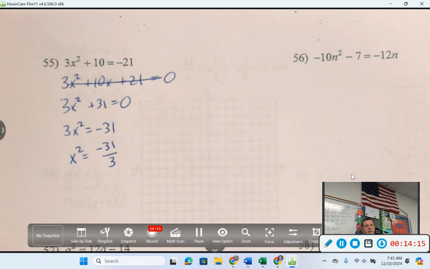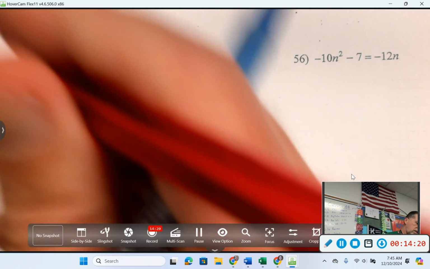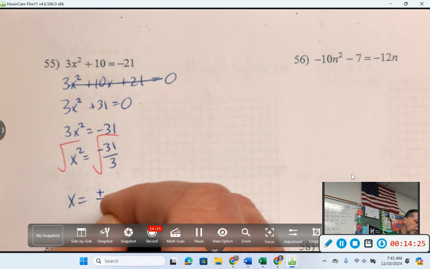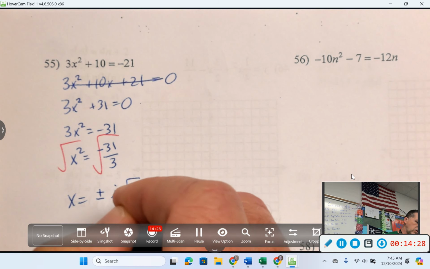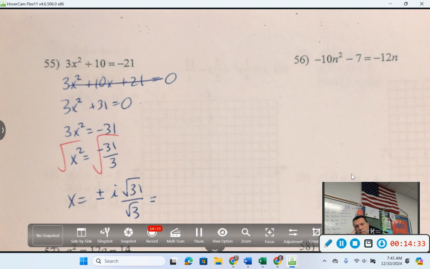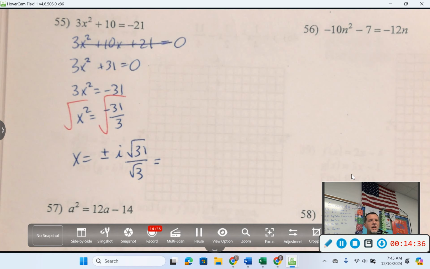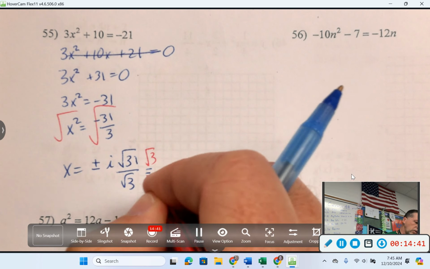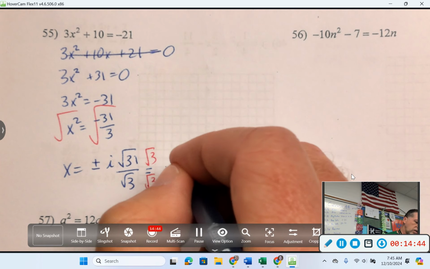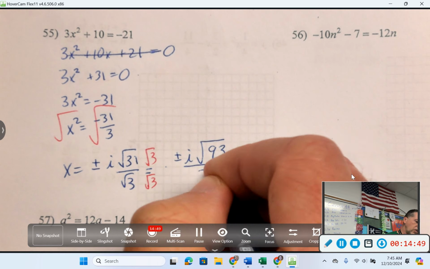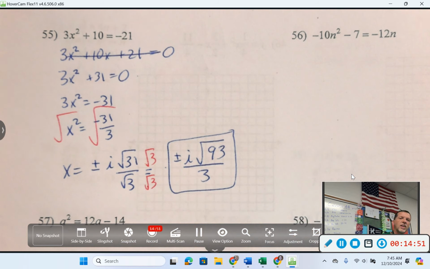This is going to get ugly here, but that's okay. Square root both sides. It will be an imaginary number. I root 31 over root 3, plus or minus, but we don't like square roots in the bottom. So one more step to fix that square root. So plus or minus i root 93 over 3. What a lovely answer.